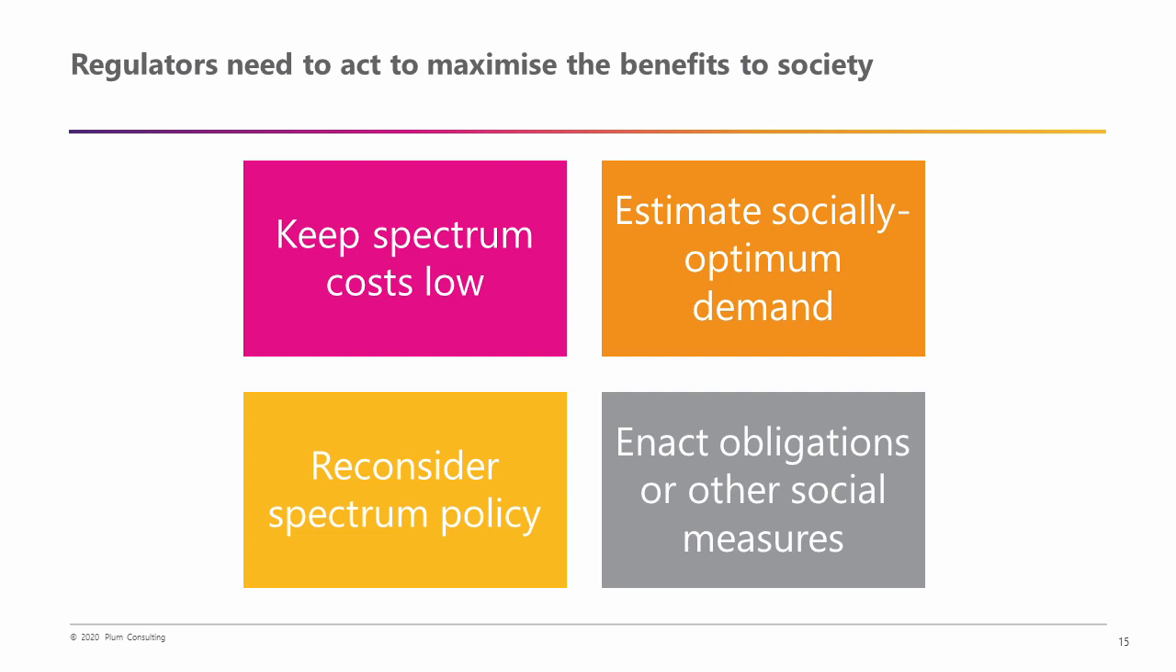Keep spectrum costs low to make sure operators can meet social demand. Estimate the socially optimum demand and set your obligations or subsidies or fee reductions appropriately. Reconsider spectrum policy to ensure it's being run for the good of all of society. And enact obligations or other social measures where the market fails. This is a vitally important lesson for us all. The classic auction model for spectrum award is great if you are only interested in maximising individual welfare, but by making adjustments to how awards are run, regulators can improve the welfare of the whole country.